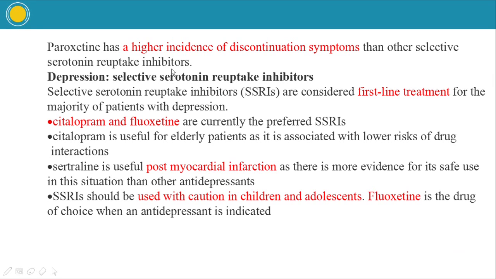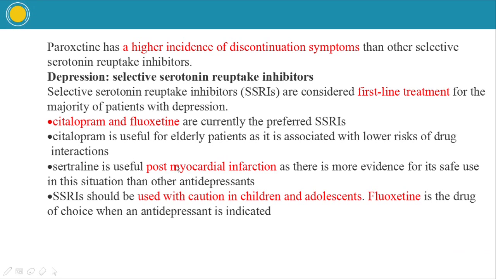among all the SSRIs. Okay, now even though we know that SSRIs now are being used as first line treatment for depression, but there are two drugs which are preferred choices. They are citalopram and fluoxetine. These are preferred. Why? Because they have less drug interaction, like, you know, as we know that citalopram is recommended for elderly patients. Why? Because they have low risks of drug interactions. And sertraline is also recommended for post-MI. Why? Because it is generally considered to be safer than other antidepressants.